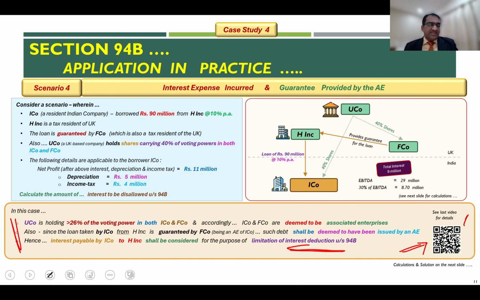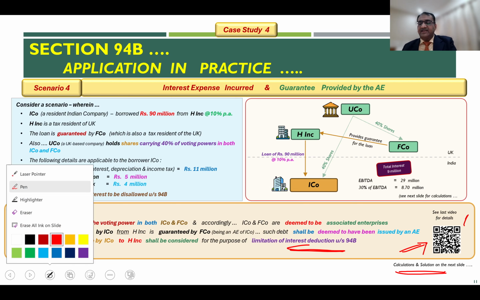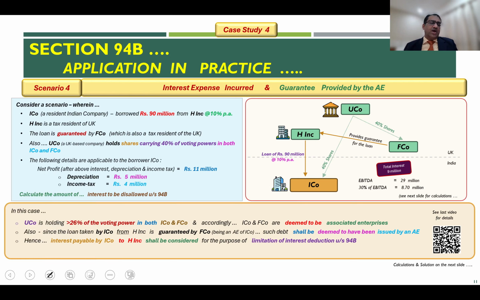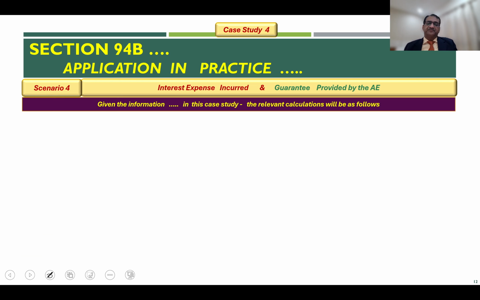Now, with this said, in this fact pattern, since Section 94B gets triggered, let us see in the next slide how the calculations will work, and then we will conclude our discussion for today.